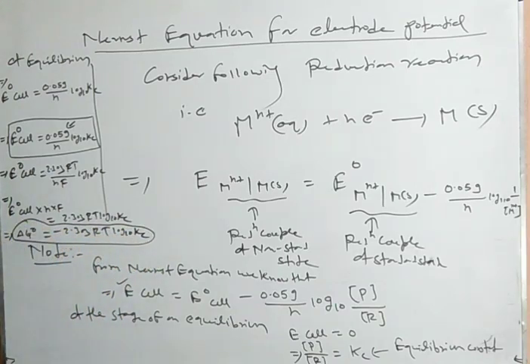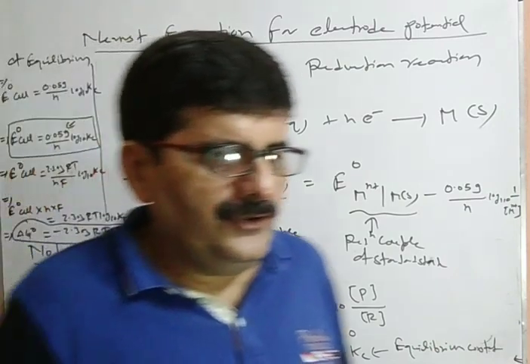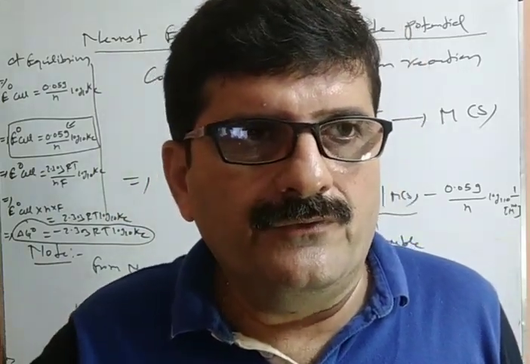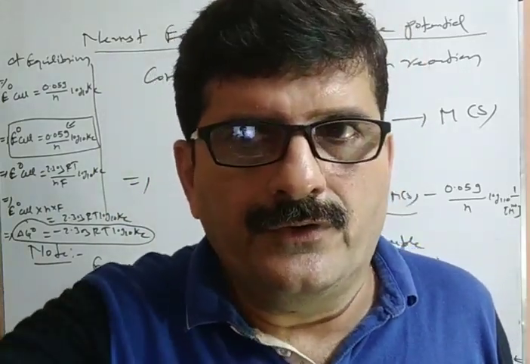This is the relation between Gibbs free energy at a standard state and the equilibrium constant. So if delta G naught is given, then again we can find out the value of the equilibrium constant either in terms of concentration or pressure. Consider a simple numerical based upon the Nernst equation.